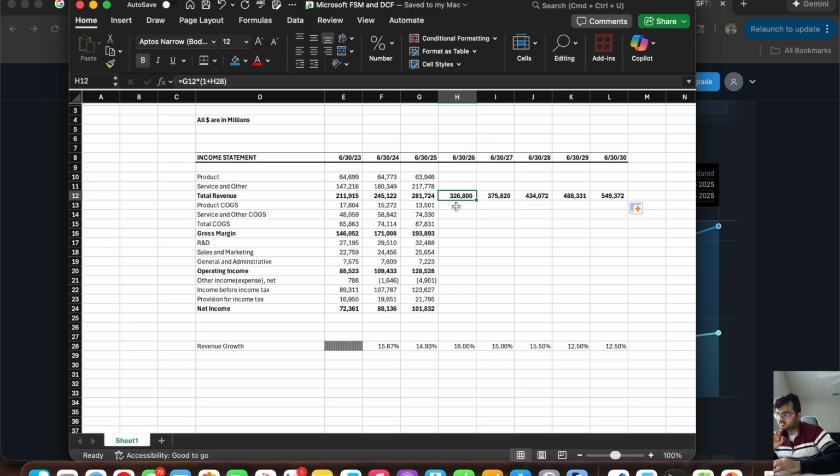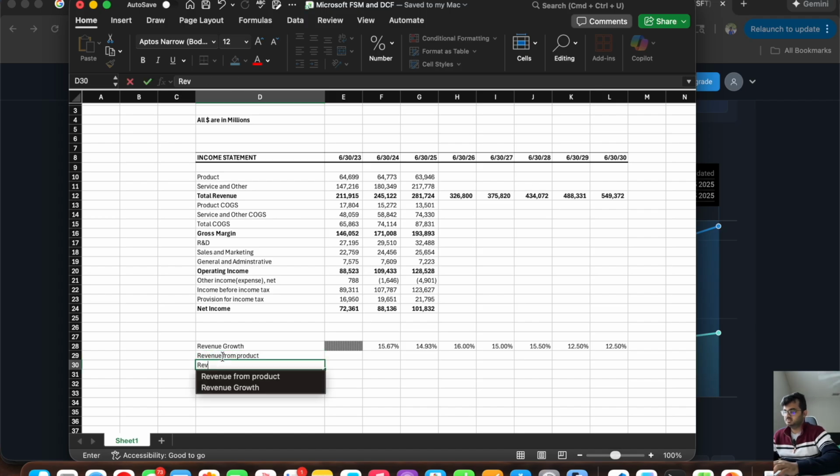With this, we can calculate what is the COGS. To calculate the COGS, we know we have two line items, one as product COGS and another one as service COGS. So to make my analysis more detailed, I will first calculate what is the revenue contributed from product and what is the revenue contributed from service and others. So I will do that first. Revenue from product, revenue from service and others.